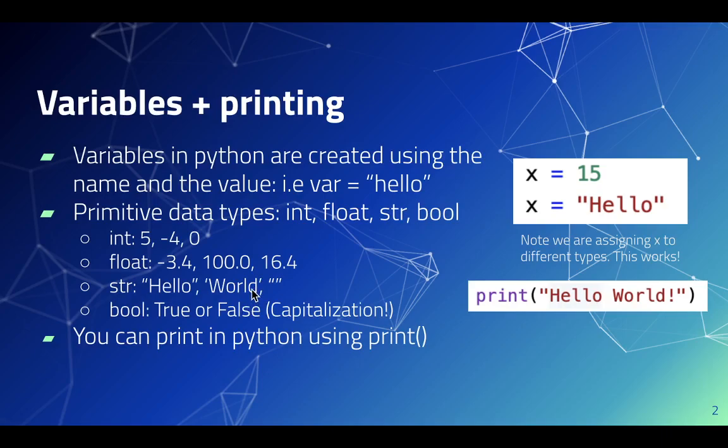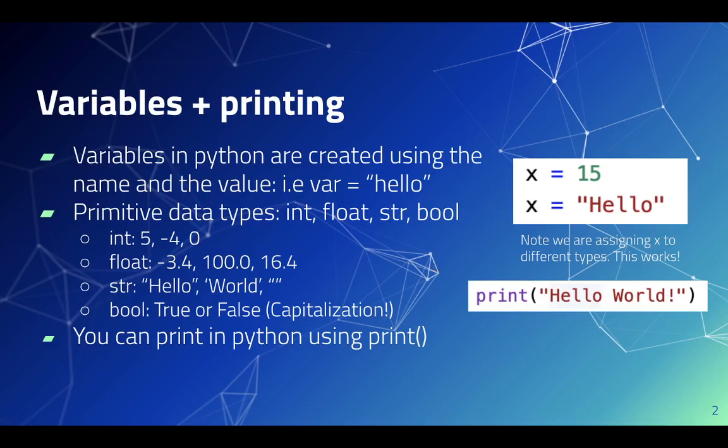Next, we have booleans, or bool for short, and those are basically just True or False. Those are the only two possible values for booleans, and it's also important to note the capitalization. In other programming languages, it's possible that true and false are lowercase, but in Python, the T and the F are both uppercase, which is very important. If you were to lowercase them in code, it wouldn't work.